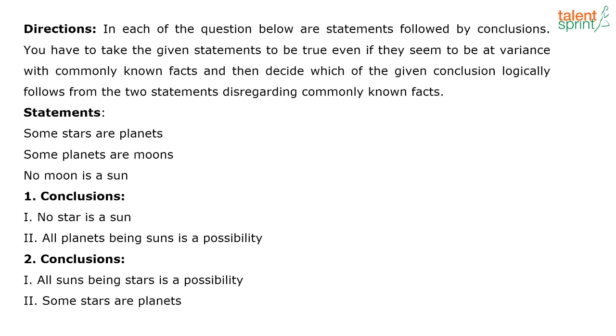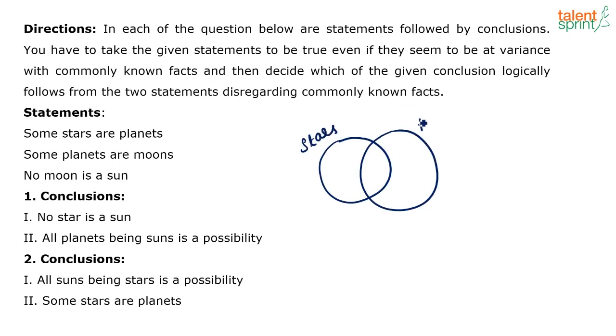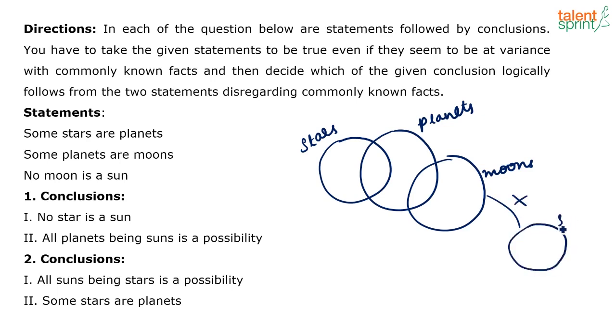There is another set of conclusions also given. For now, first we will look at the first set of conclusions and see if any of those follow, and then we will go to the second set. So how do you approach this question? Let us first draw the basic diagram for the given statements. Some stars are planets, and some planets are moons. I am basically drawing the basic diagram with minimal overlapping. No moon is a sun.